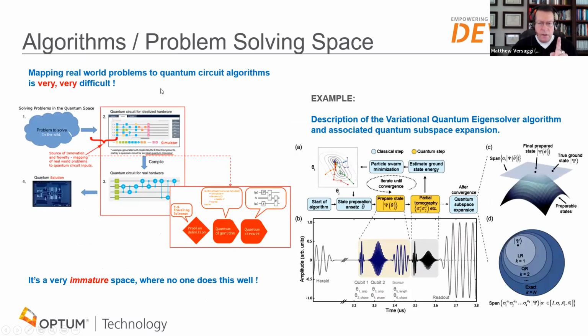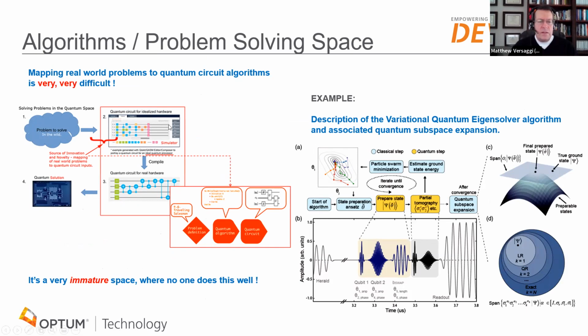The other thing that we've learned is that mapping real world problems to quantum circuit algorithms is very, very difficult. This is one of the linchpins. The first linchpin is that the technology, the material science to hold subatomic particles long enough to do information processing on them is the choke point. It is the choke point for quantum.